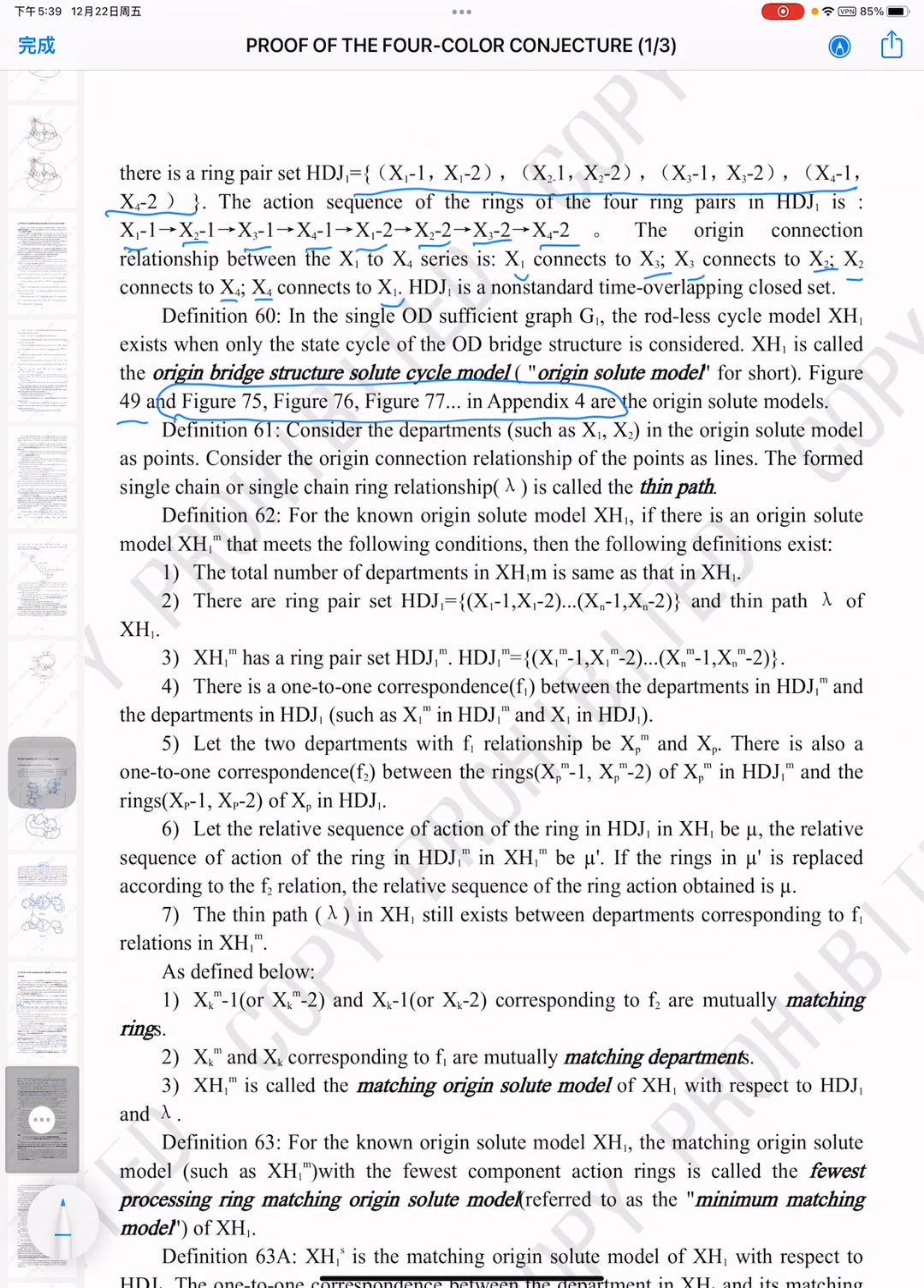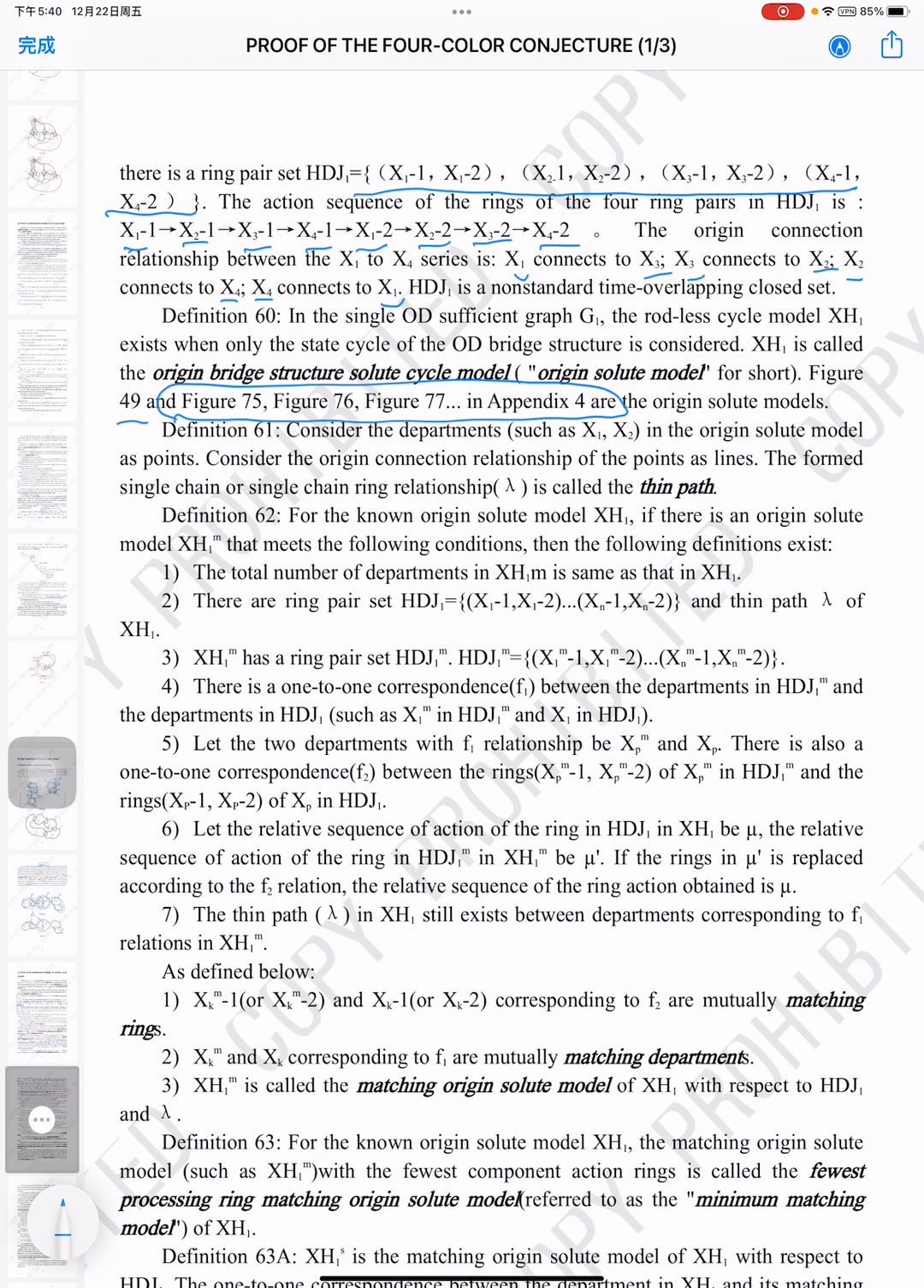Definition 61. Consider the departments such as x1, x2 in the origin slot model as points. Consider the origin connection relationship of the points outlined. The formed single chain or single chain ring relationship lambda is called the same path.